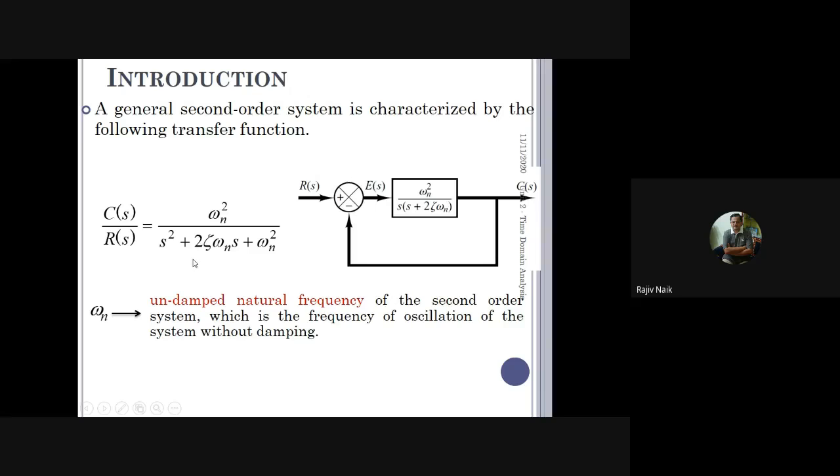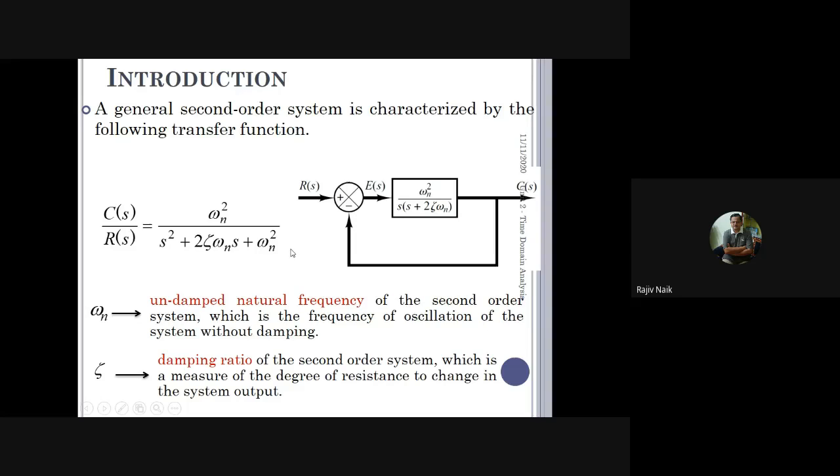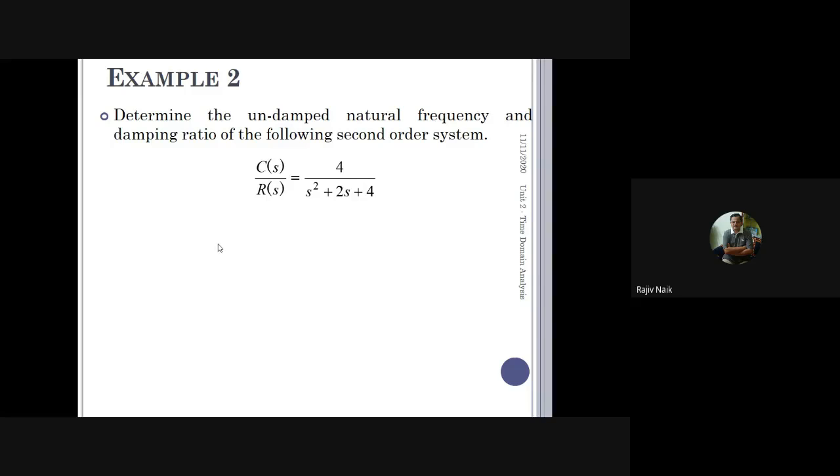So here, this is the terminology. The same thing is written in terms of an open loop system, omega n square divided by s into s plus 2 zeta omega n, and this is a unity feedback system. So the overall transfer function is omega n square divided by s square plus 2 zeta omega n s plus omega n square. As I said, there are three possibilities depending on the damping: damping ratio less than 1, equal to 1, greater than 1.